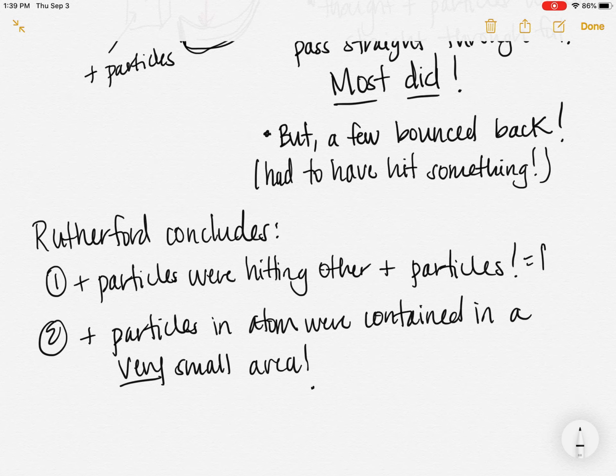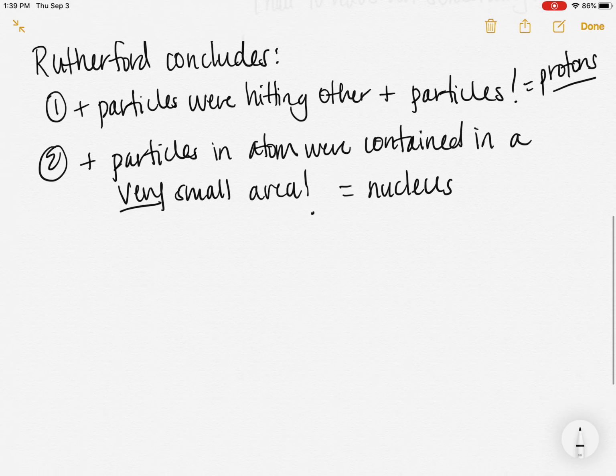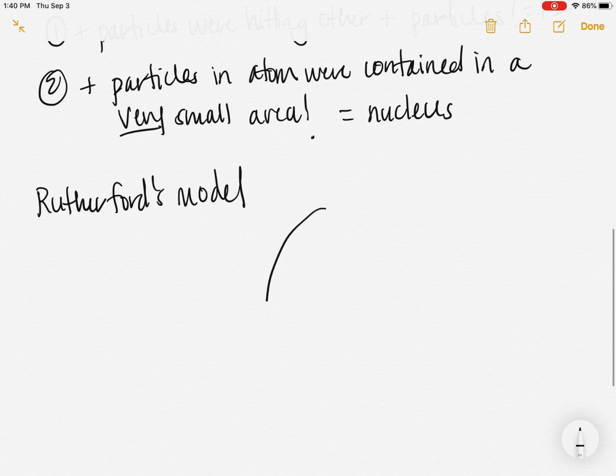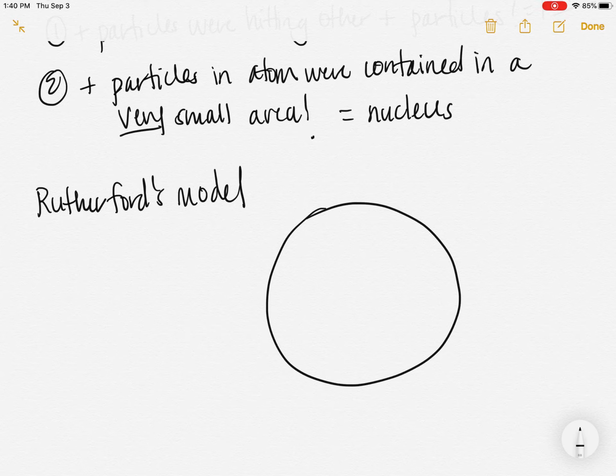And of course, we know that he's going to name those positive particles protons. And I'm assuming that you might also know that that very small area of the atom is the nucleus. So, what would Rutherford's model look like? Well, Rutherford says in the center of the atom, taking up a very small amount of space, is the nucleus.